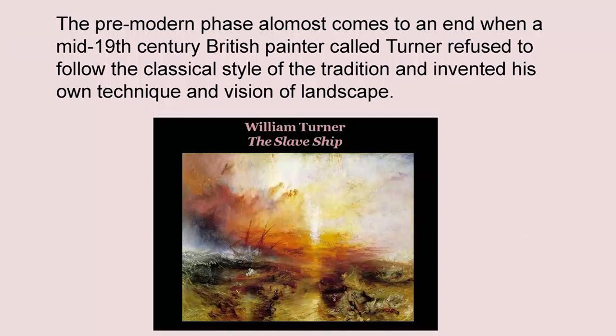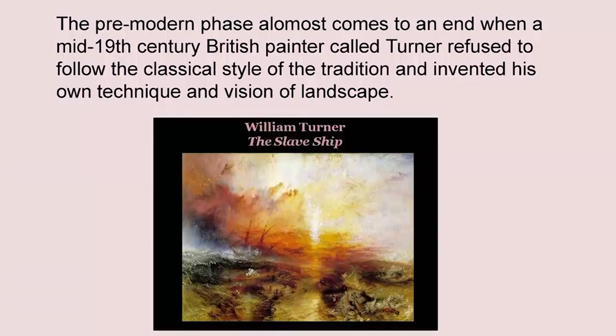The pre-modern phase almost comes to an end when a mid-19th century British painter called Turner refused to follow the classical style of the tradition and invented his own technique and vision of landscape. As you can see here, Turner paints a certain landscape in a way which was never painted before. It is very unclassical, very non-traditional in every sense of the word. In our fourth module this week, we'll be talking about Turner's paintings in great detail. And then we will discuss why this painting is a strong departure from the traditional landscape paintings.